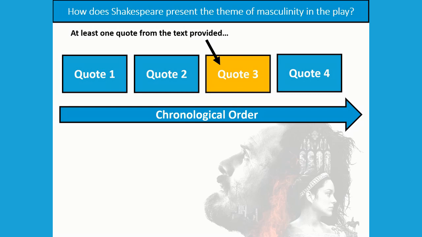So use your chronological order timeline plan. At least one of those quotes needs to come from the extract that the examiner has given you. You could do 2 or 3 if you wanted, and one from your head, but I recommend just the one, because you're going to use the quotes that you've been working on to show the development across the rest of the text.